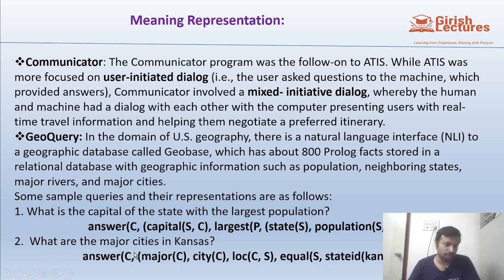And for example, if you take what are the major cities in Kansas, this is how the query will be taken care of, and the appropriate answer will be framed, especially in GeoQuery. So whatever you understood semantically, the system will represent its meanings.